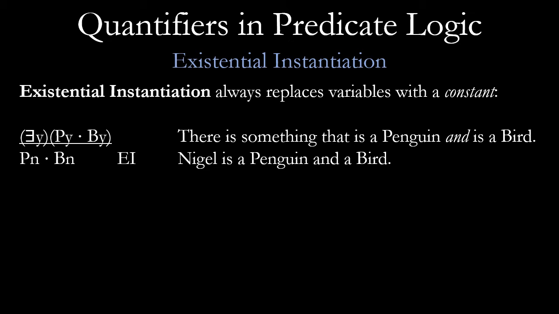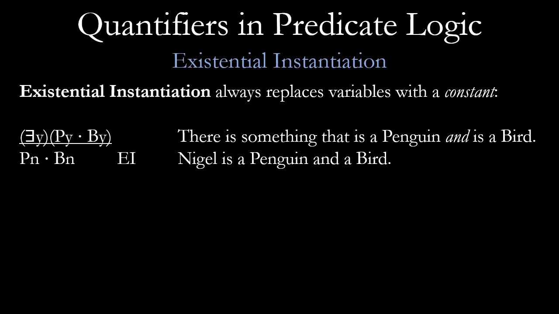With existential instantiation, you're taking an existential statement, an existential quantifier, and you're going to replace the variable with a constant, right? So the top line, we can think of that as saying there exists something that is a penguin and is a bird, right? You can see this on the left. There exists a y such that y is p and y is b, right? Y is a penguin and y is a bird.